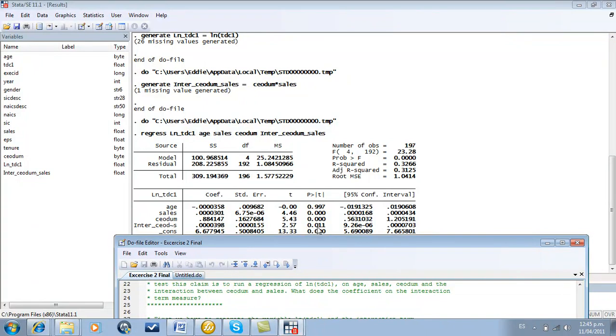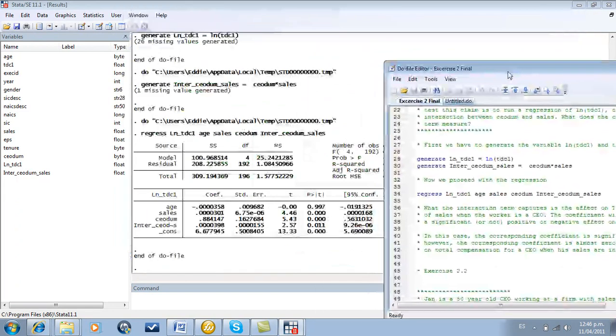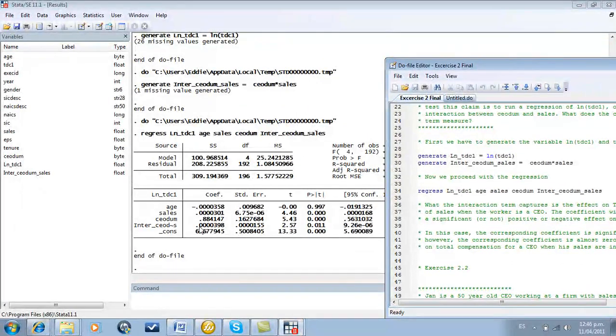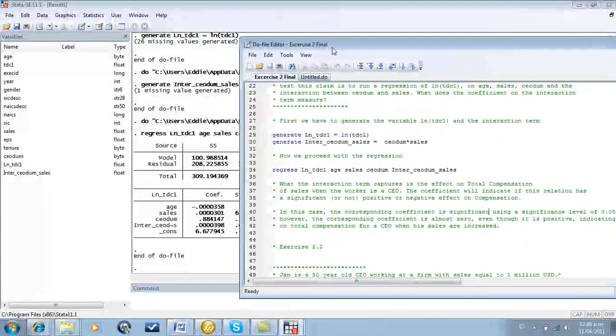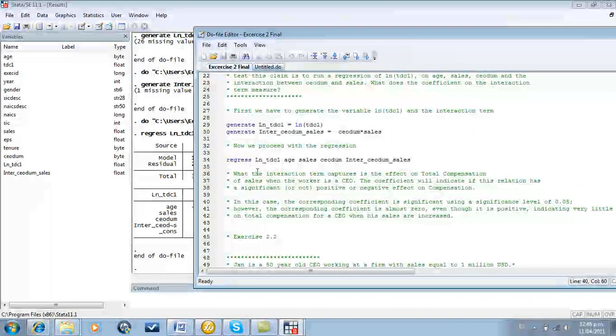We can see here. However, the corresponding coefficient is almost 0, even though it is positive, indicating very little effect on total compensation for a CEO when his sales are increased. Here we see that it is positive, but it's a really small number. Okay, so there's a positive effect that shows the interaction term of being a CEO with sales.